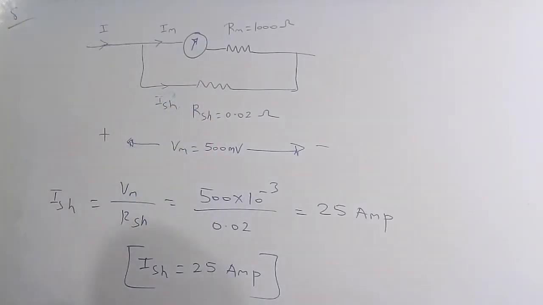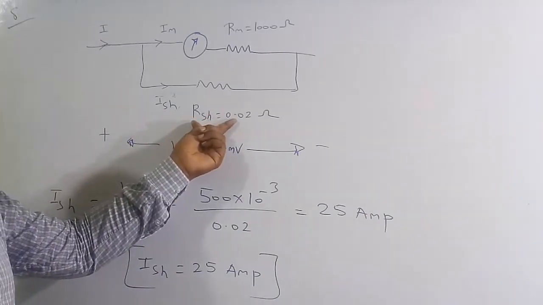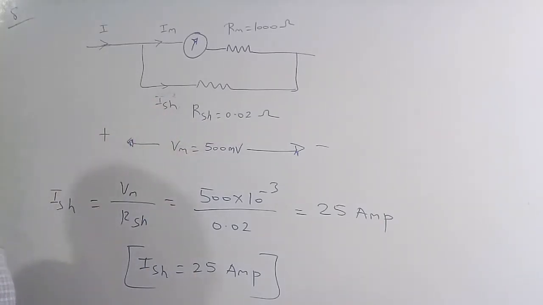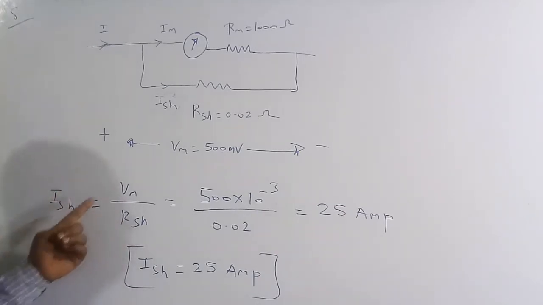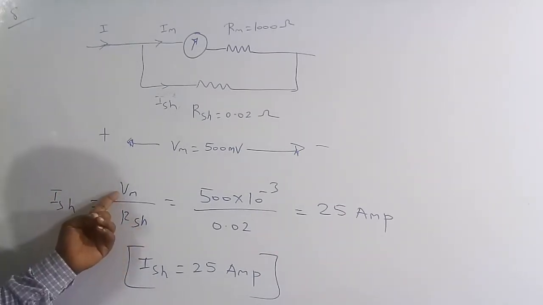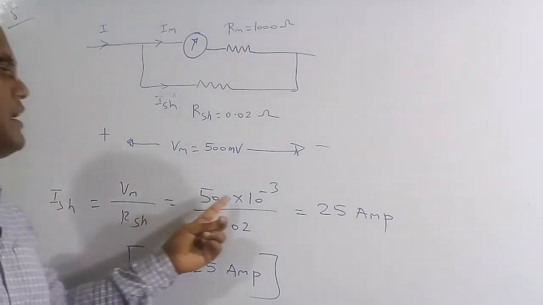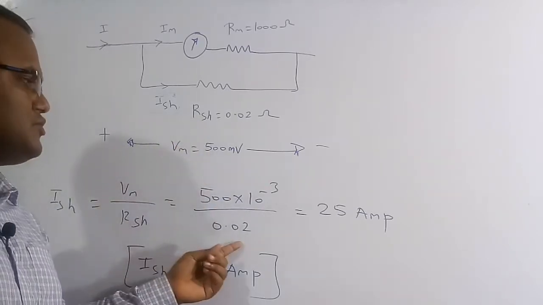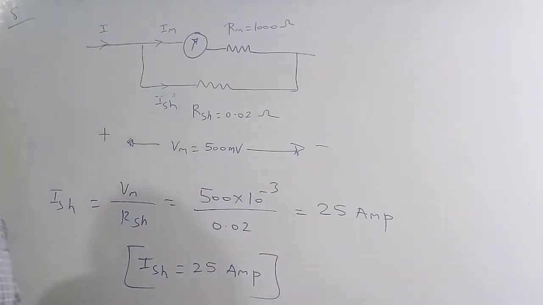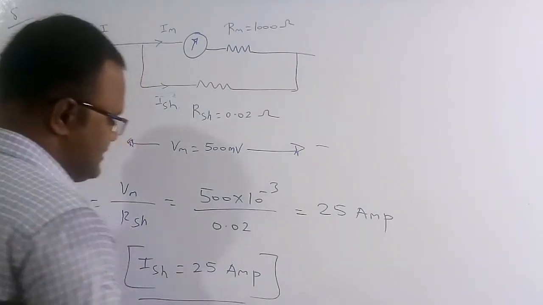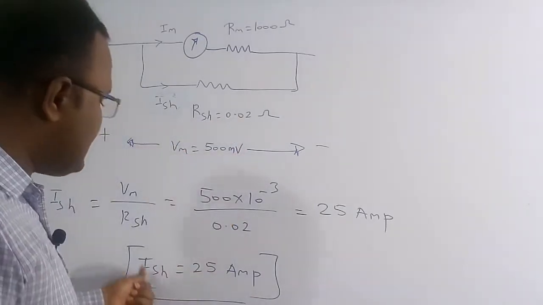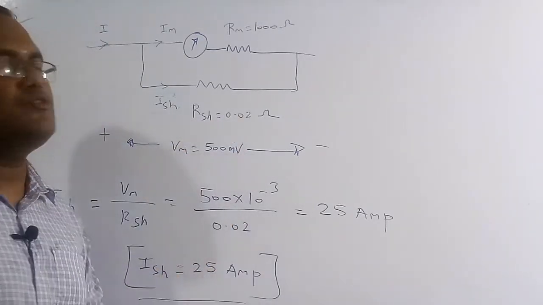Basically by using Ohm's law, the voltage across RSH we know, which is 500 millivolt, and the resistance value we know. The only thing we have to find is the current. Voltage is equal to current into resistance, so current is equal to voltage by resistance. So shunt current is equal to Vm by RSH. Vm is the voltage across the shunt resistance, which is 500 millivolt, so 500 into 10 to the power of minus 3, and the shunt resistance is 0.02. If we solve this, we get 25 ampere. So this much current flows through the shunt resistance, ISH is equal to 25 ampere, and this is the correct solution of this question.